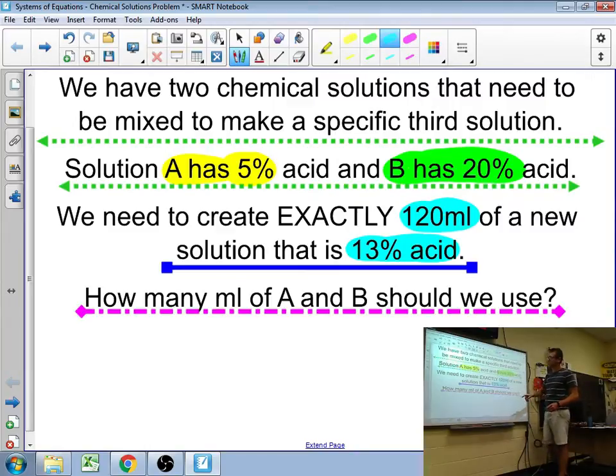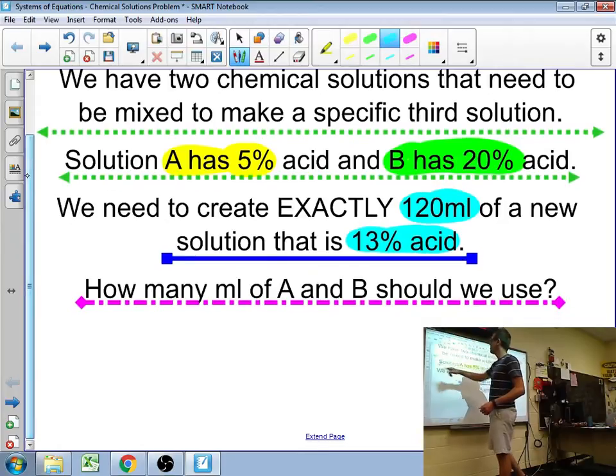Now, one thing to look at to begin with is the only way that I can make a solution with these two is having some acidity in the middle. There's no way that I could combine solution A with solution B and make any acidity that's more than 20 or any acidity that's less than 5, because they're going to mix with each other and go somewhere in the middle. They're going to kind of average each other out. So let's think about what we know.